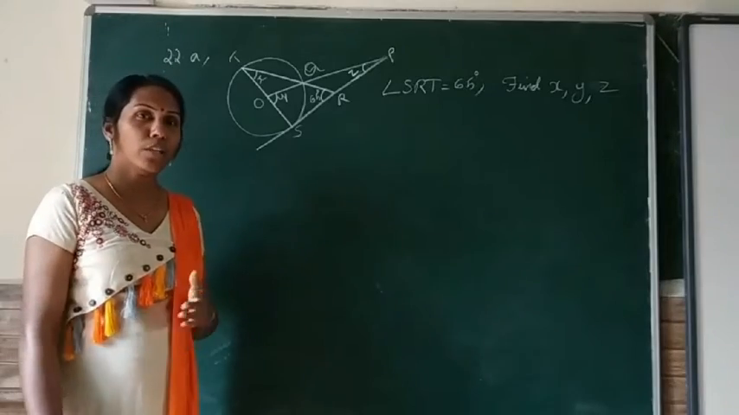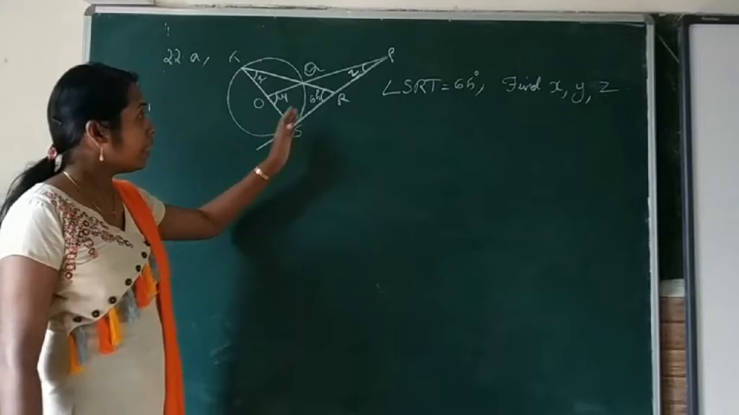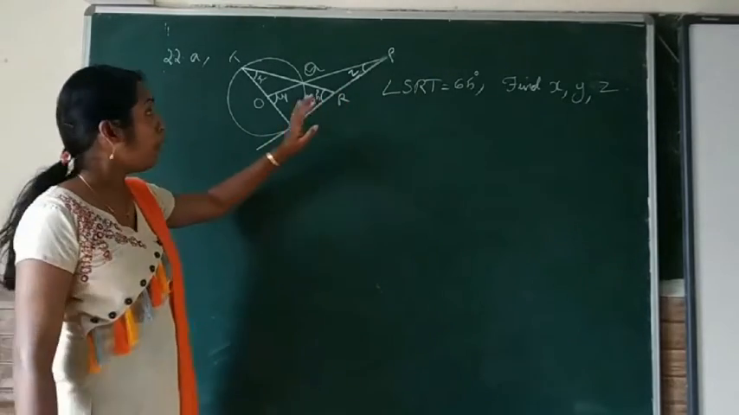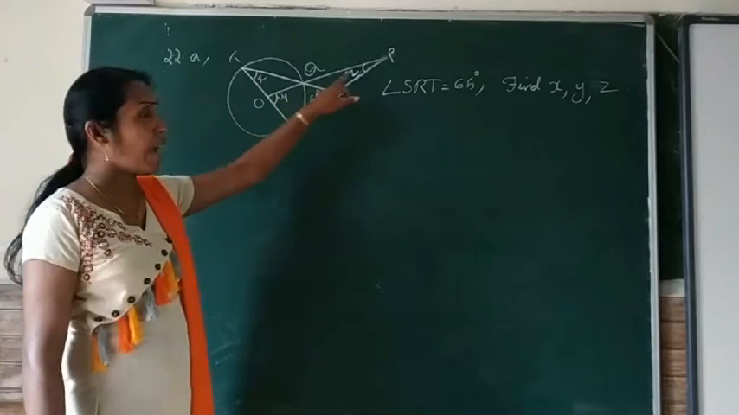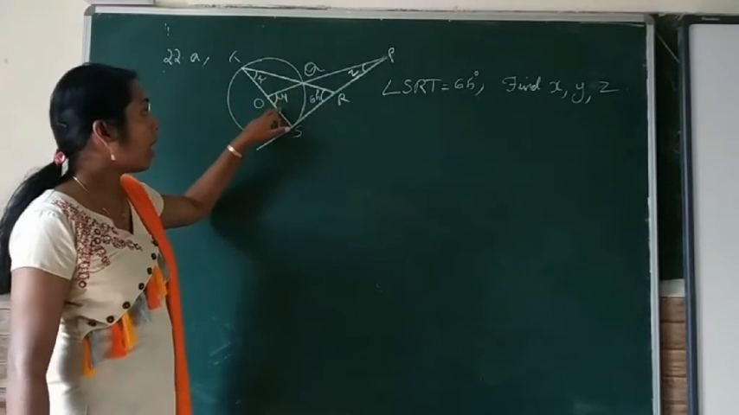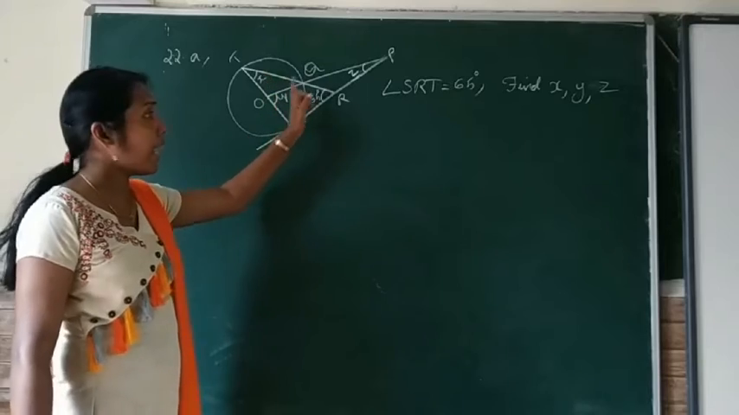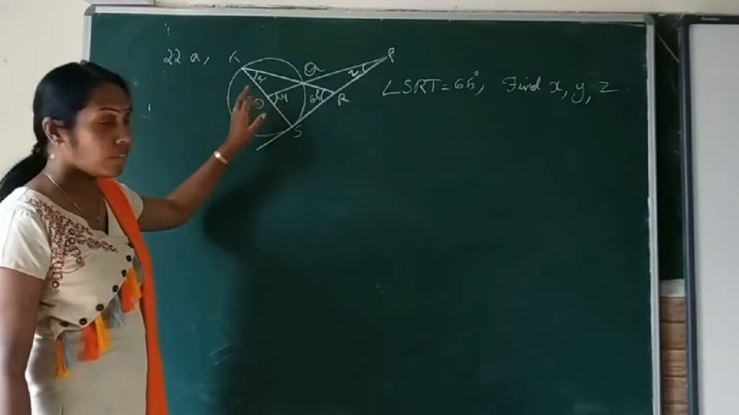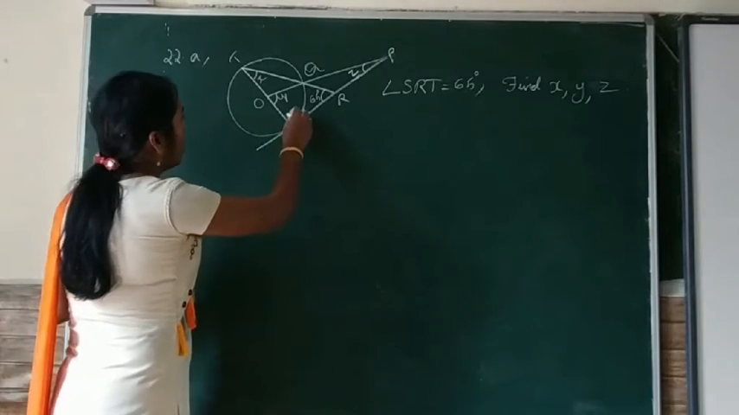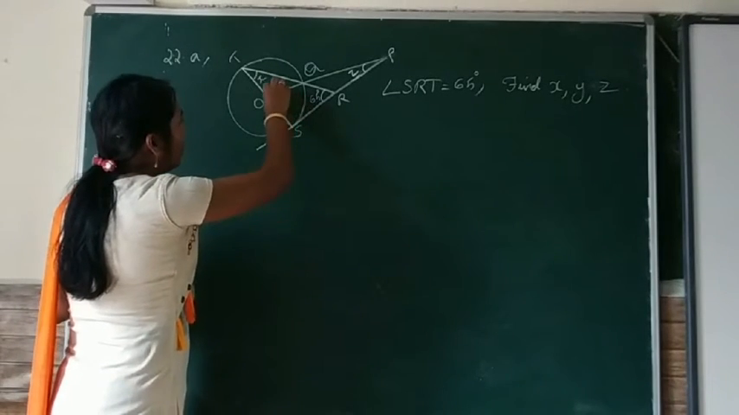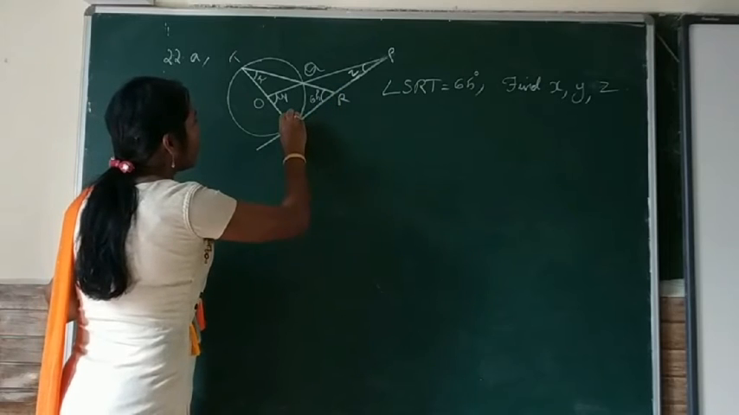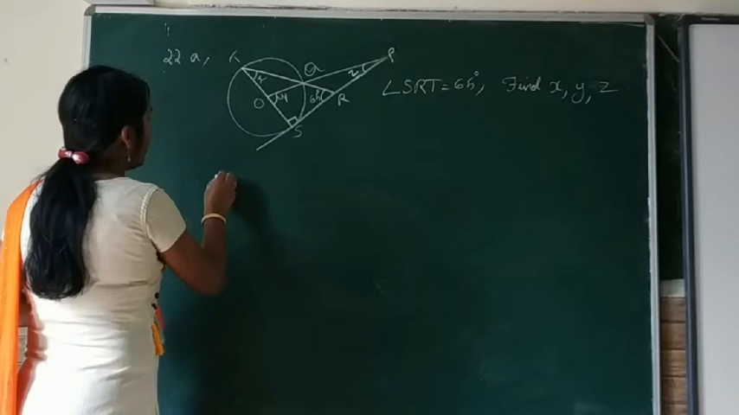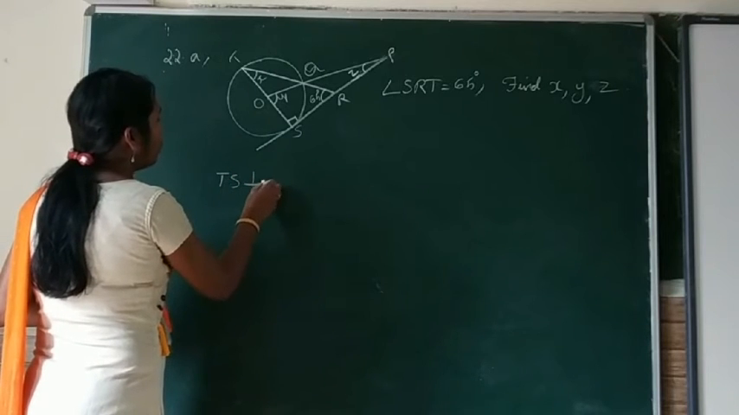Now question 22a. In the figure, it is given angle SRT is 65 degrees. We have to find the value of X, Y and Z. Three angles are given with the names X, Y and Z. So first of all, let us see how we can find X. It is very easy. Here we know that the radius and tangent are perpendicular to each other. Therefore, we can write TS perpendicular to SR.